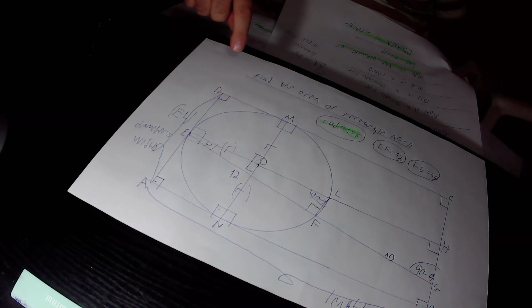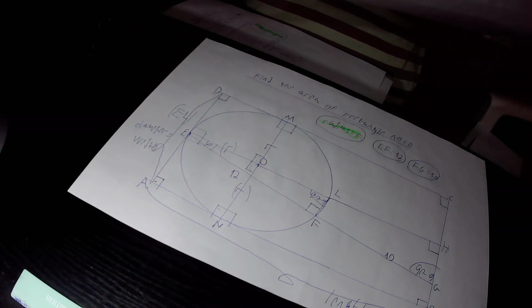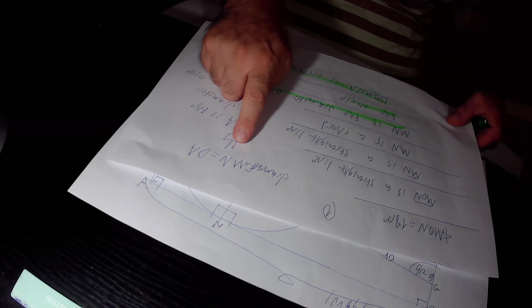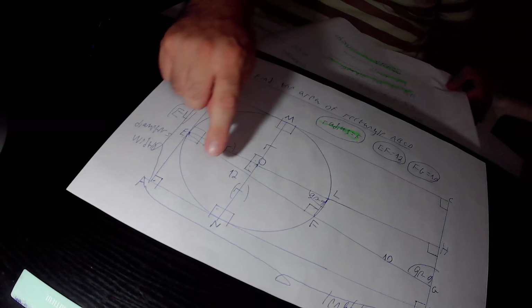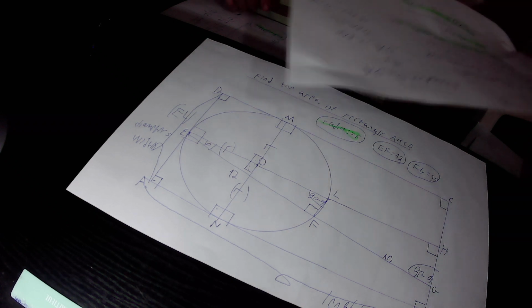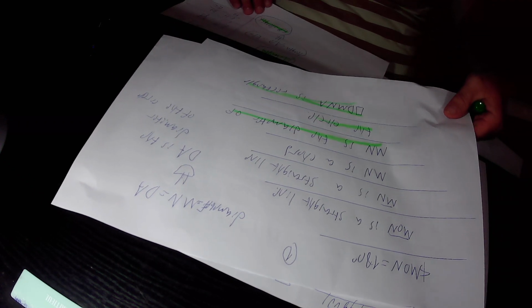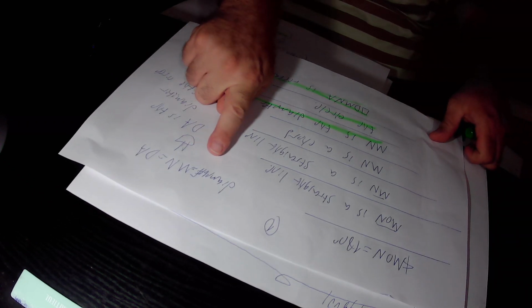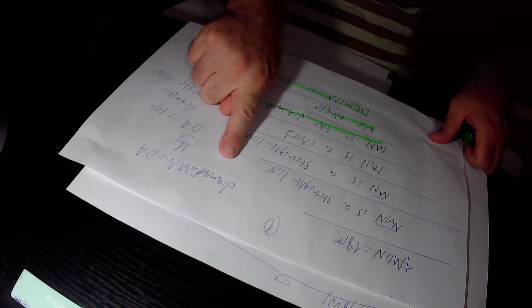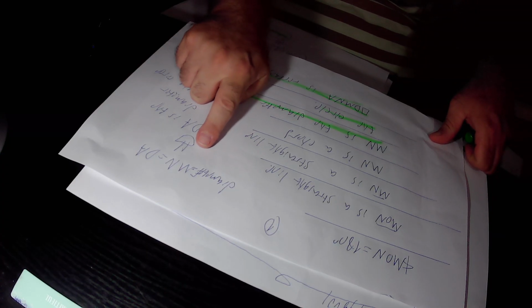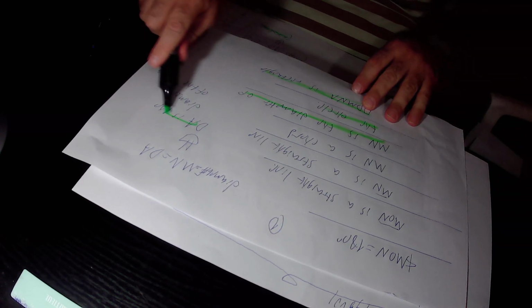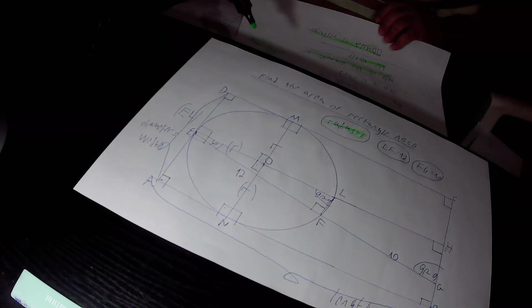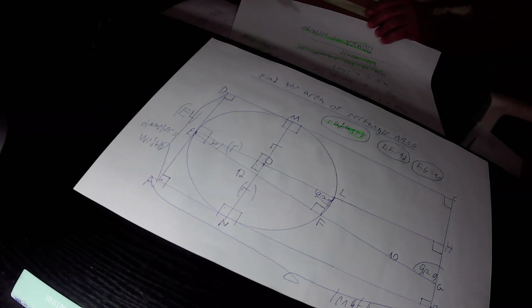MN equals the opposite side DA from one side, but from the other side, we have already found out that MN is the diameter of the circle. From this equation, the diameter equals MN equals DA, we derive that DA is also the diameter of the circle. This is side DA, the diameter of the circle.